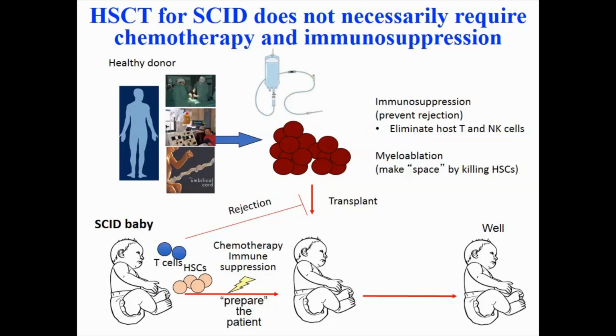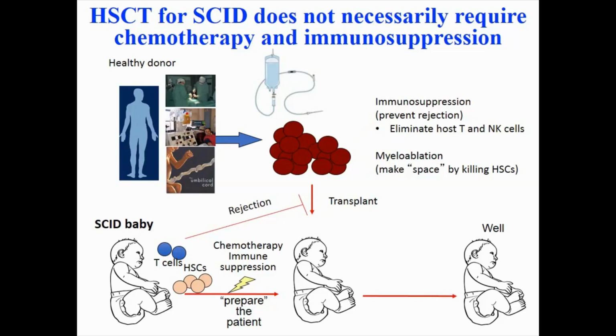And you don't really need to use chemotherapy because there is selective advantage for the donor cells to engraft in the baby and give T cells. Although you may not engraft enough of the stem cells, and so over time you may end up with this problem of waning of T cell immunity.